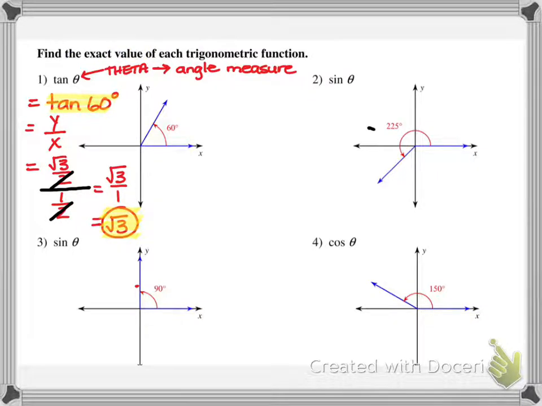In the instructions, I'm telling you to give me the exact value. Exact value means that I do not want decimal value answers. So you cannot just use the calculator to type tangent of 60, because you're going to notice that it will give you a decimal value. Okay? So let's try the next one, number 2.